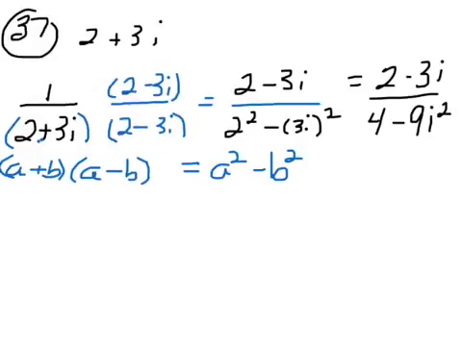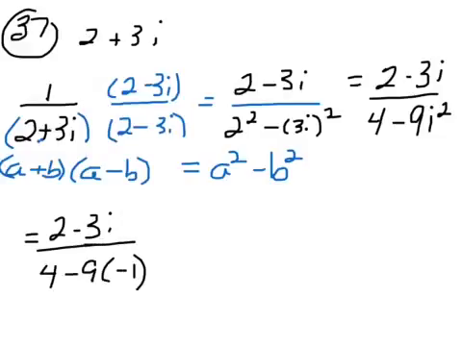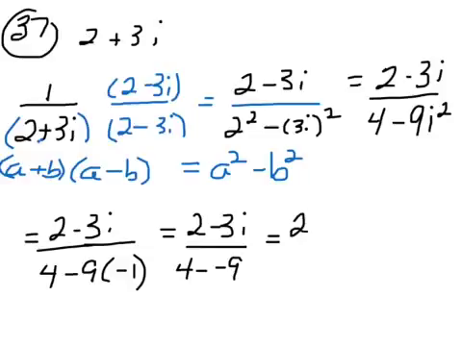You have to square everything in a parentheses if there is a square on the outside. All right, so that becomes 2 minus 3i over 4 minus 9 i squared, but i squared is negative 1. The i's are gone finally, right? So I have 2 minus 3i on top, and on the bottom I have 4 minus 9 times negative 1. Now 9 times negative 1 is negative 9, so we get 4 minus minus 9, which is the same thing as 4 plus 9, and that becomes 13.